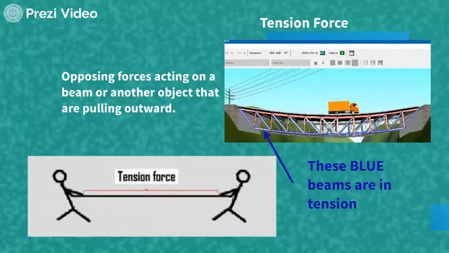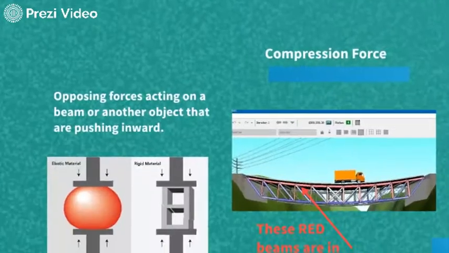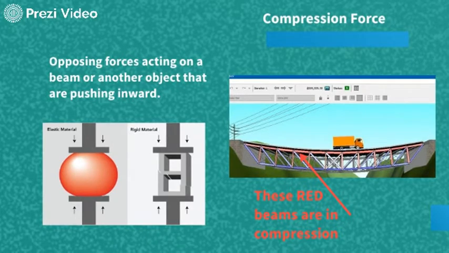Tension is an opposing set of forces acting on a beam or another object that are pulling outward, like the two guys there in the tug of war. They're both producing a tension force on the rope in the middle of them. Once you get started in the Bridge Designer software, you'll notice that beams in tension are marked blue, and the darker blue they are, the more tension force is acting on them. As opposed to tension is compression.